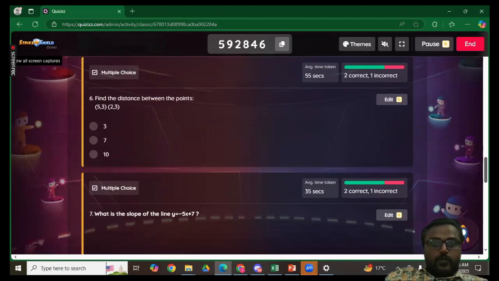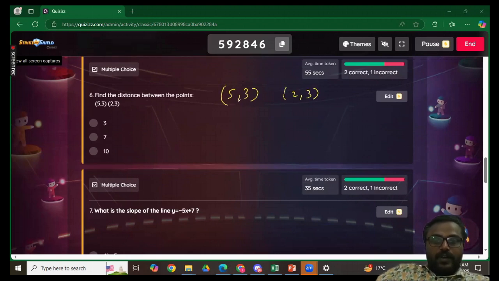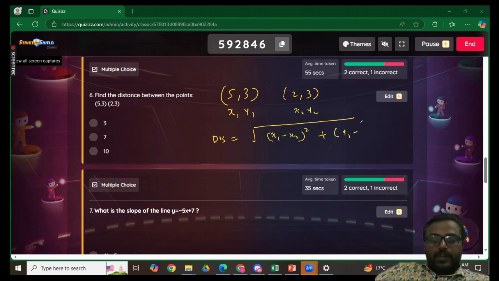Next, find the distance between the points. So what are the points given over here? (5, 3) and (2, 3). Rename them x1, y1, x2, y2. So what will we do now? Distance formula. Distance is equal to the square root of (x1 minus x2) whole squared, or (x2 minus x1) whole squared, plus (y1 minus y2) whole squared.